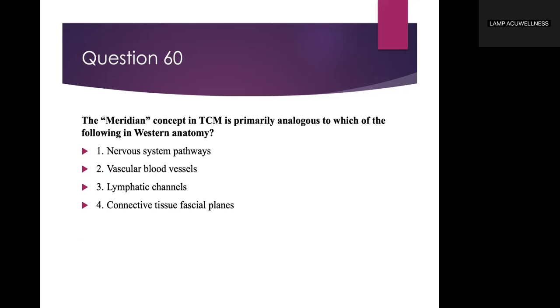The meridian concept in TCM is primarily analogous to which of the following in Western anatomy? Connective tissue, fascia, fascial planes. So in Western anatomy, the meridian concept is actually about fascia, connective tissue, fascial planes. That is why it connects.